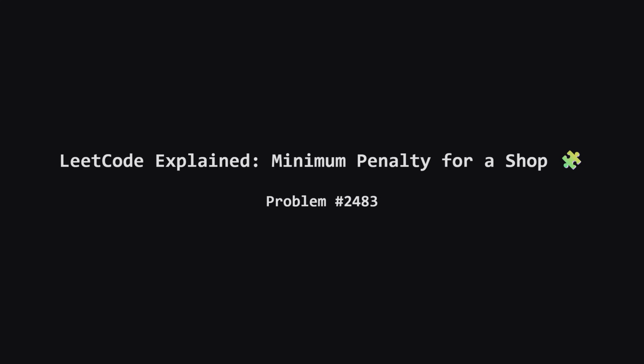Hello and welcome back. Today we're tackling Leetcode problem 2483, called minimum penalty for a shop. It's a medium-level problem, but the optimized solution is actually surprisingly clean and logical. We're going to break it down step by step, so even if you're new to this kind of problem, you'll walk away understanding it completely.